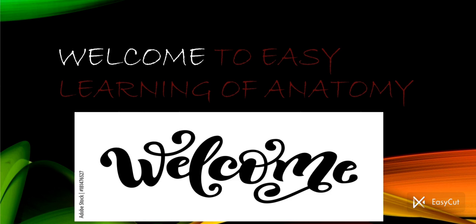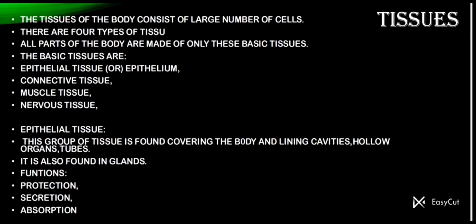Now we'll discuss tissues. What do you mean by tissues? Tissues of the body consist of a large number of cells. A group of cells forms what? Tissues. A group of tissues forms organs. A group of organs forms systems. All the systems together form the human body.